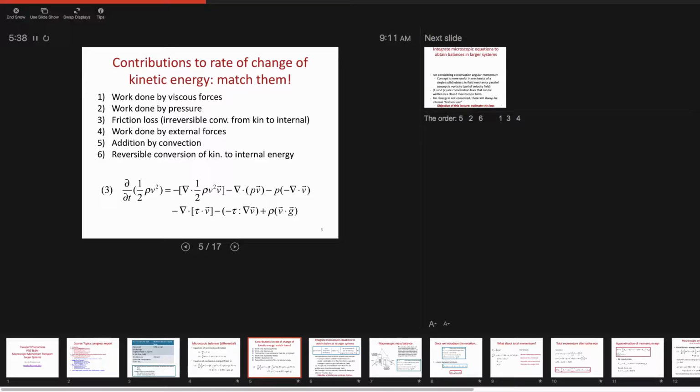So, this is the work done by viscous forces, this is the friction loss. All right, now if we're going to go with a method of elimination, it is relatively easy to spot convection. Okay, and what is added by convection? We actually see, so we're looking at the change of kinetic energy.